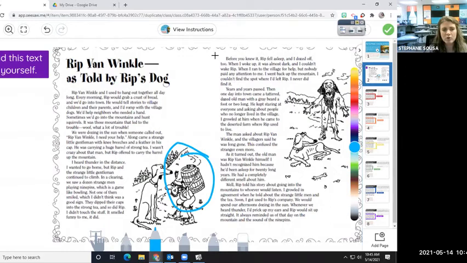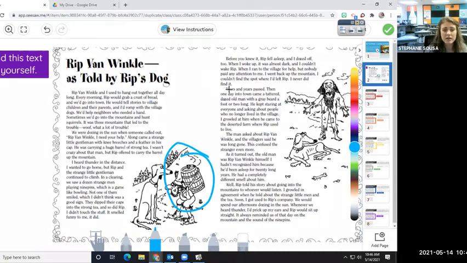Before you knew it, Rip fell asleep and I dozed off too. When I woke up, it was almost dark and I couldn't wake Rip. When I ran to the village for help, nobody paid any attention to me. I went back up the mountain and couldn't find the spot where I'd left Rip. I never did find it.